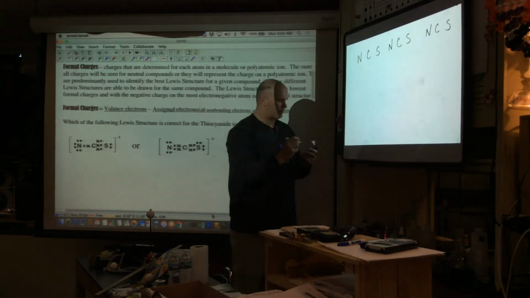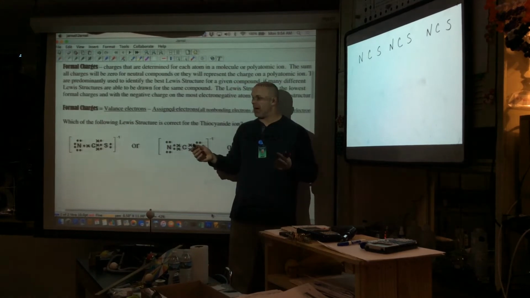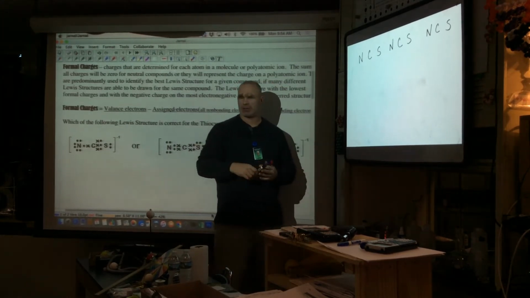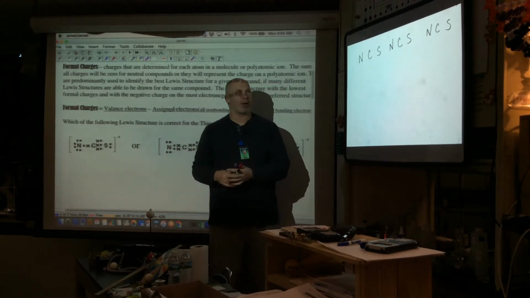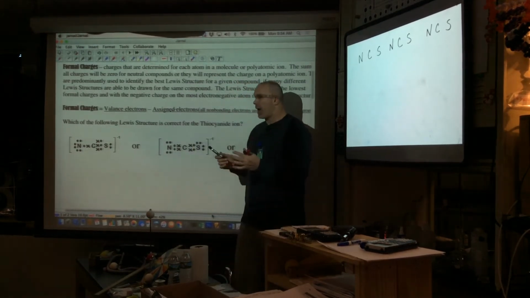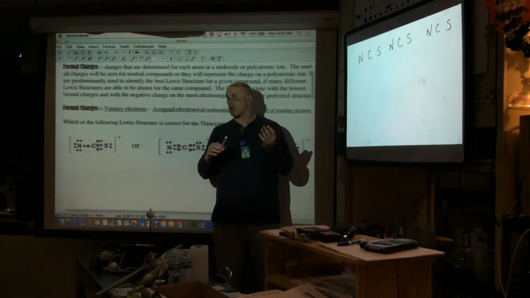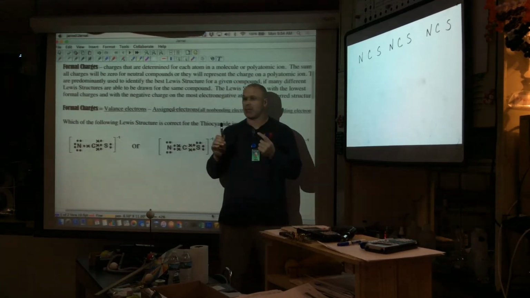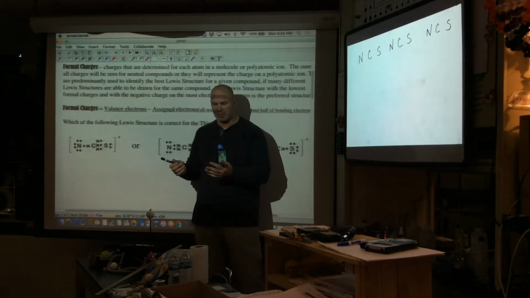Okay, now we're going to throw out all the dots, or the valence electrons, to do this and try to understand where we're coming from. I'm asking you to draw a Lewis dot diagram for the thiocyanate, and I can actually draw three different ones. Now, you may have just drawn one, but there are two other probable ones. We did this for homework last week, but I'm going to show you the three possible ones.